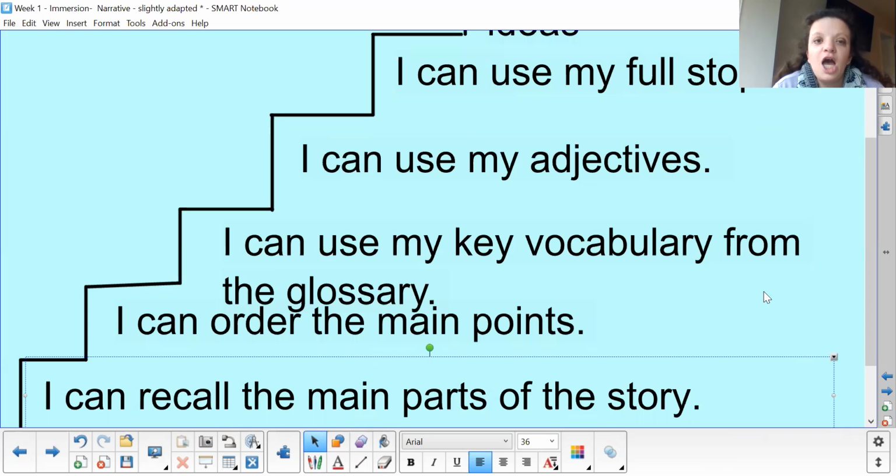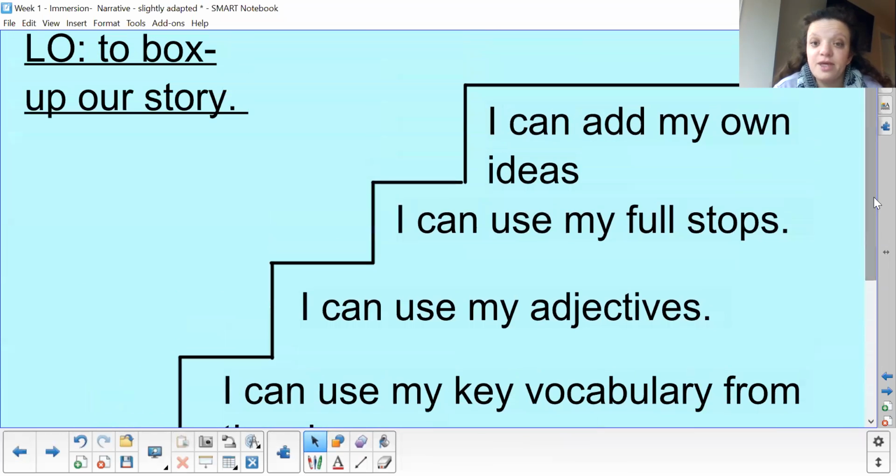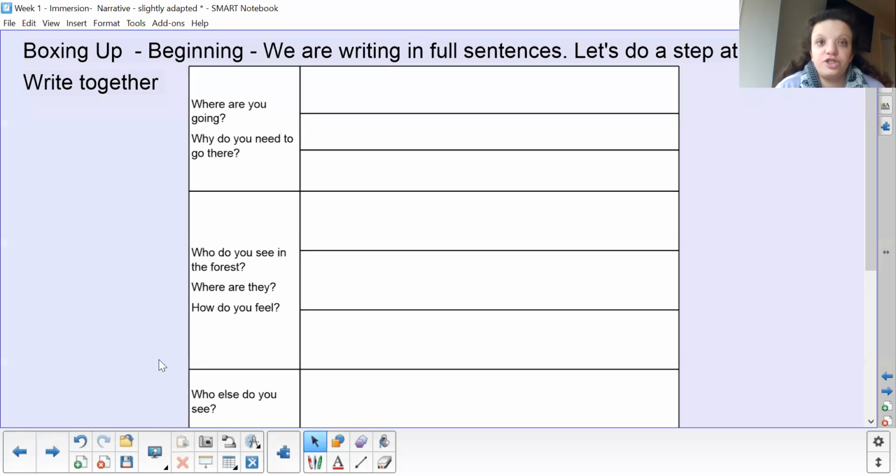In the description. And we're going to order them in the main parts. We're going to use the key vocabulary from the glossary. We're going to use our own adjectives, our own full stops, and we're going to add some of our own ideas as well to the story. So we're going to start with a beginning. We are going to be writing in full sentences, and we're going to do it a step at a time and write together.